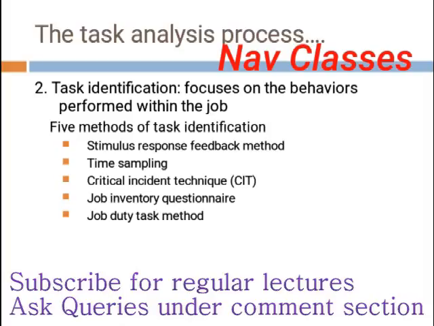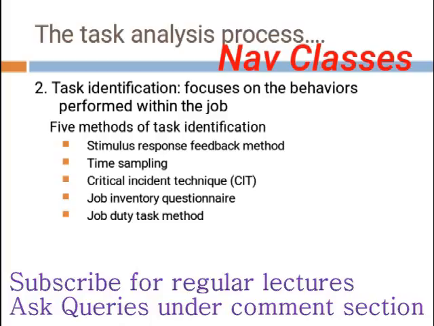Then there is the time sampling method. This is the second task identification method. It involves having a trained observer watch and note the nature or frequency of an employee's activity. By observing at random intervals over a period of time, a clearer picture of the job is understood and recorded. Then there is CIT, the critical incident technique. It was developed by John Flanagan. Flanagan's technique can also be used for task analysis and task identification.